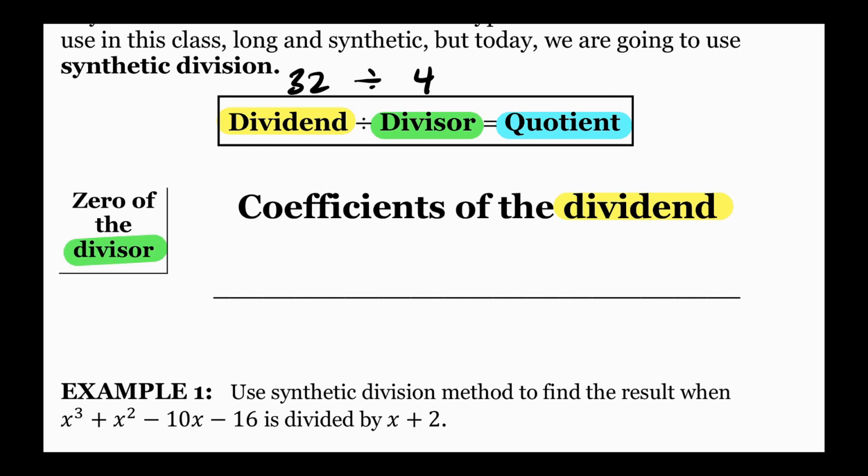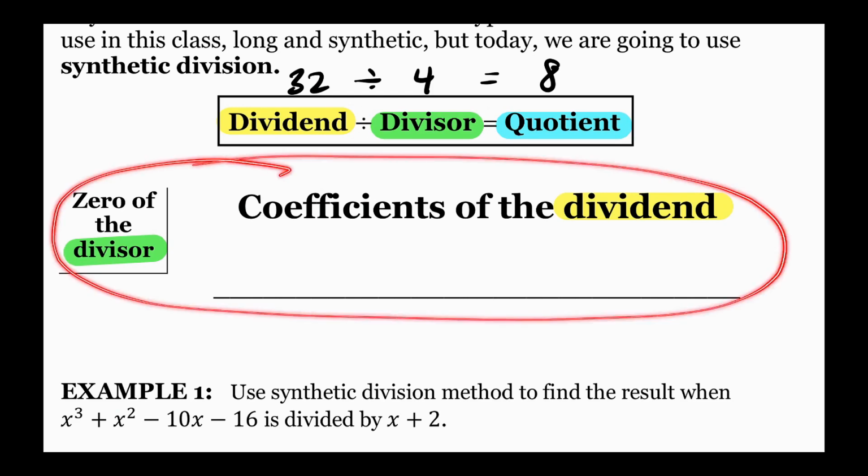And then the answer, what's the answer? There we go, 8. That's called the quotient. The answer is called the quotient. So when I talk about dividend and divisor, that's what it means. Those are the proper names. So here we go. This is the layout for long division or for synthetic division.